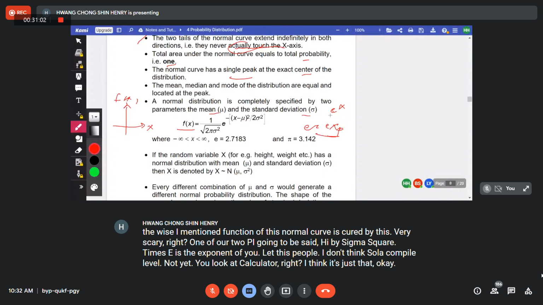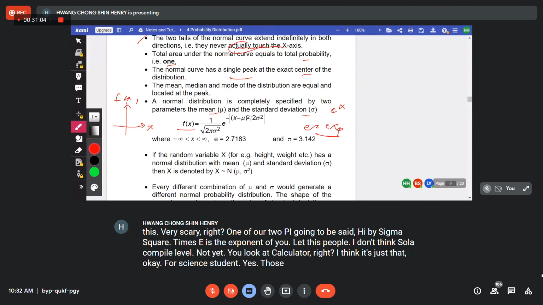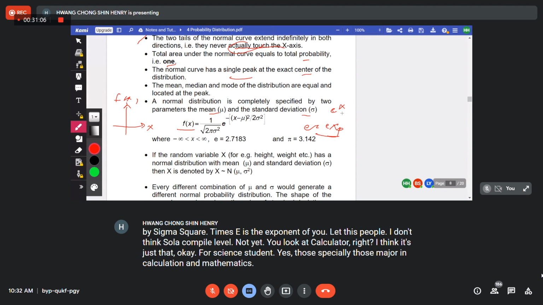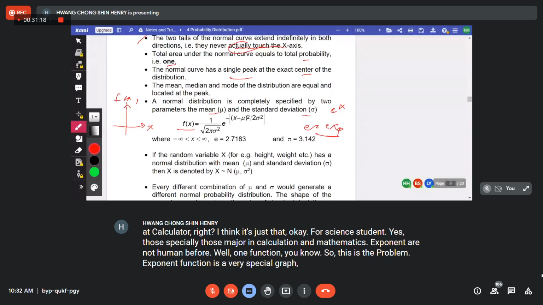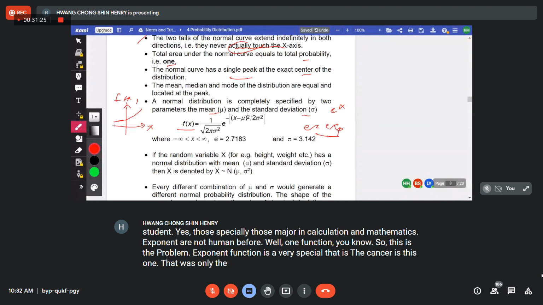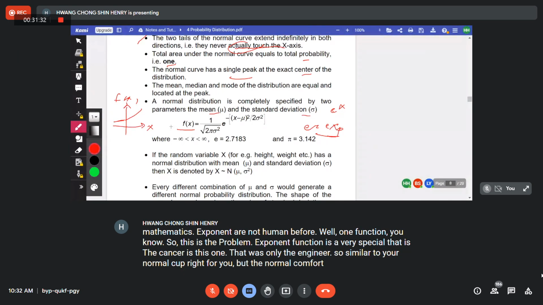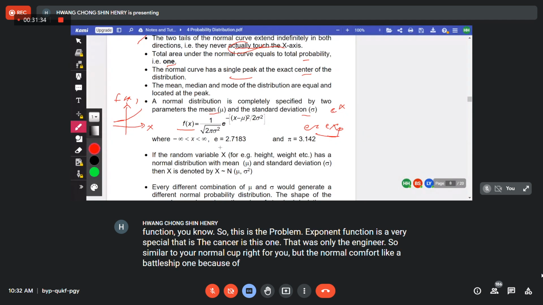But for science students, yes, especially those who major in calculation and mathematics, they will learn this exponent. Log you learned before, right? Log function, you know. So this is a problem. The exponent function has a very special graph. The graph is like this. The curve at the end here never touches the x-axis. So it is similar to your normal curve, right? I told you, the normal curve is bell-shaped because of these equations.